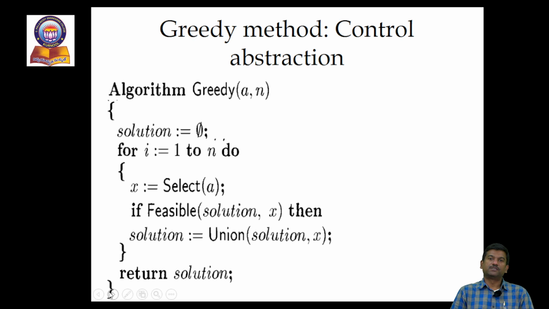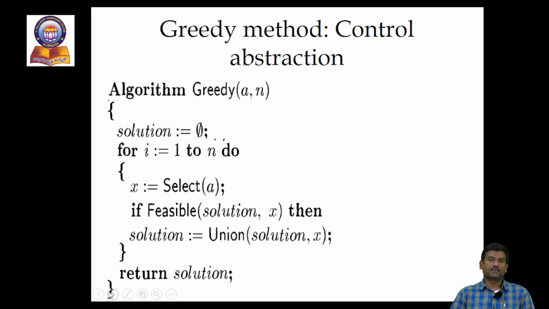And if you consider job sequencing with deadlines, the job that you take as x should be completed within its deadline, and that is how we can say it is a feasible solution. If Feasible(solution, x) is true, then solution equals the union of solution and x. The item that you have picked is placed in the solution set, and you move to the next item.